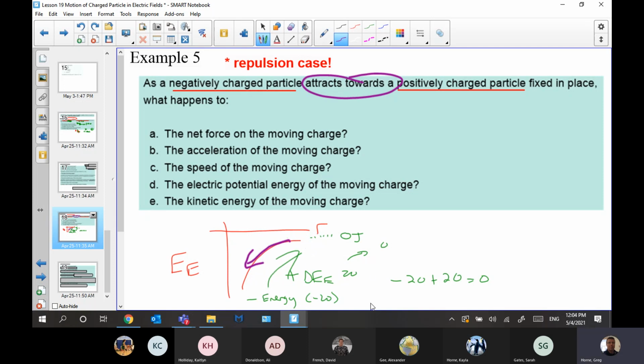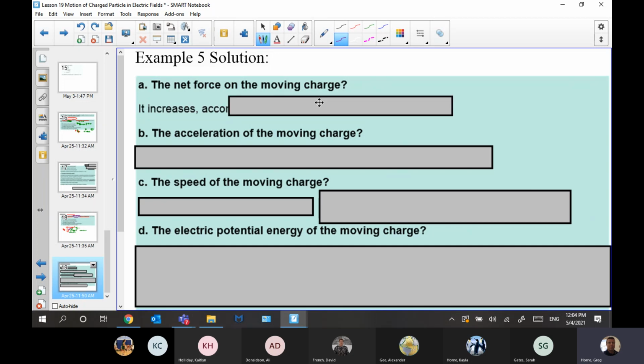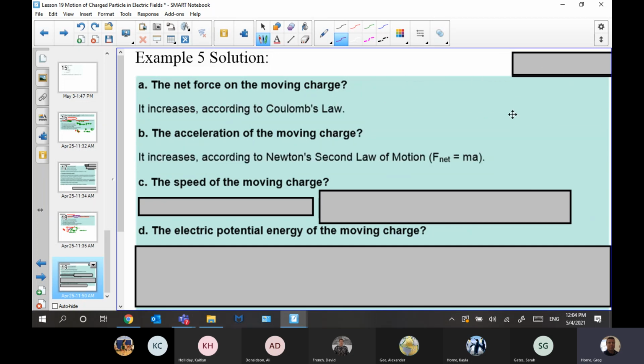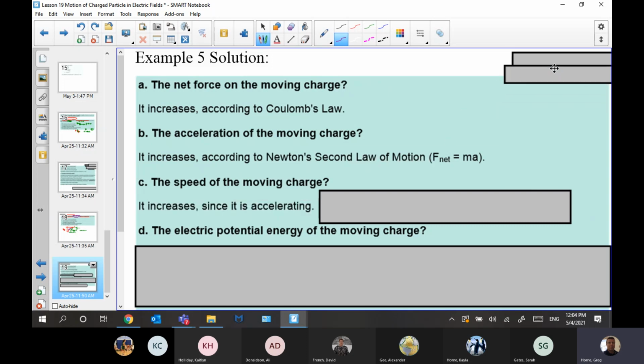Anyways, so when we're attracting, obviously the force is going to get bigger and bigger because you're getting closer and closer. So the acceleration is going to get bigger and bigger because you're getting closer and closer. And then it says the speed. Well, it says it's increasing since it's accelerating.